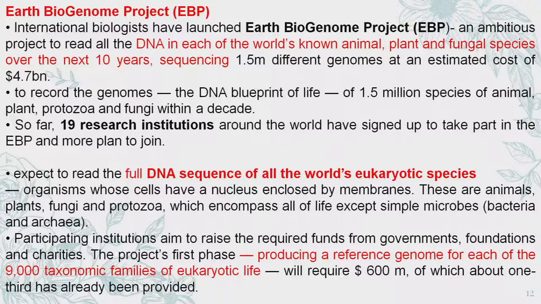We are going to sequence the entire genome of living organism in the earth, which may be an animal or a plant or a fungal species, but not the lower forms. Okay, so creating a genomic bank of animal, plant and fungal species. The record, the genome, the blueprint of the life of 1.5 million species we are going to target, which belong to the category animal, plant or fungal species.